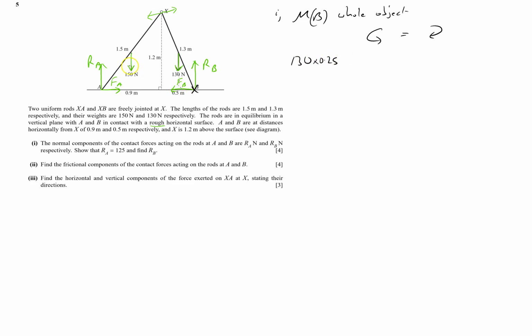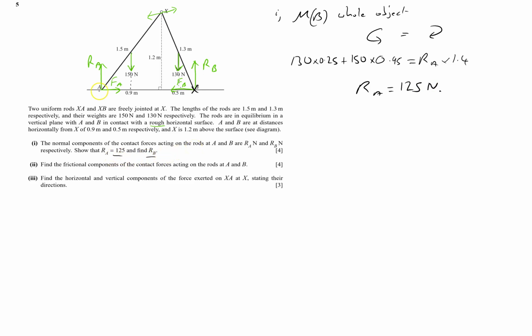What else is anti-clockwise? Well, this 150 newtons, so we've got plus 150 times what distance is that? Well, that's going to be halfway, it's going to be the 0.5, and then it's going to be halfway along this, so it's 0.45, so that'll be times 0.95. There's nothing else anti-clockwise, so what's clockwise is RA times the distance, that distance there, which is 1.4, and that says that RA equals 125 newtons. Yeah, you can work that out. So I've now found out what RA is, show that equals 125, and find RB.